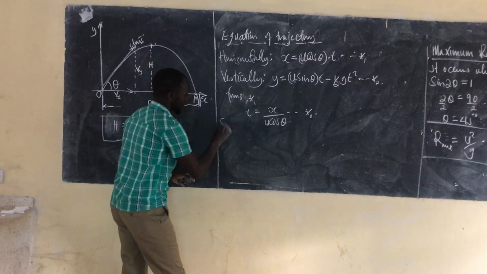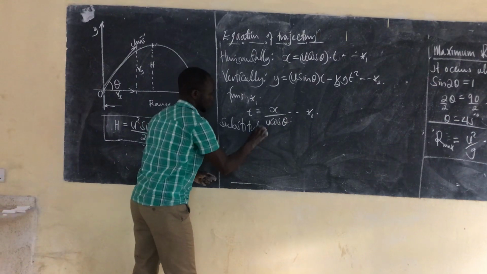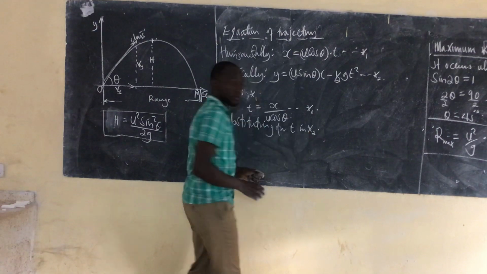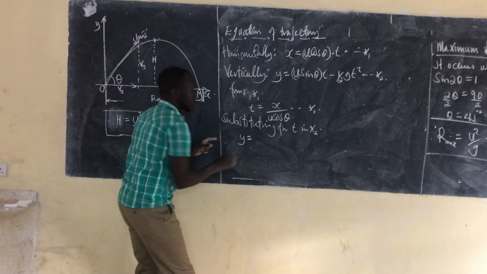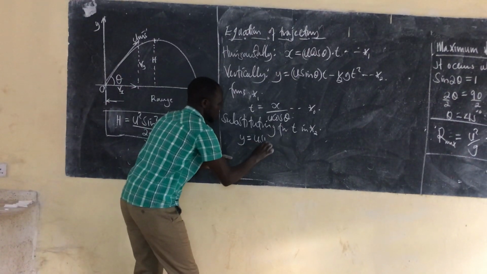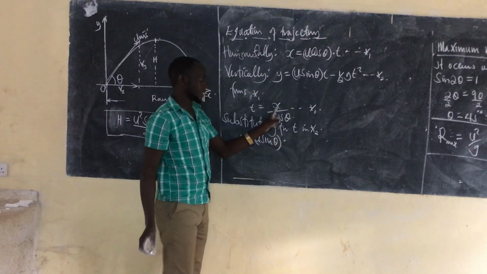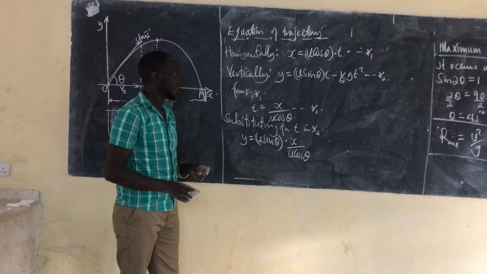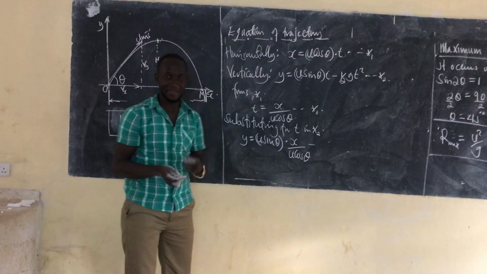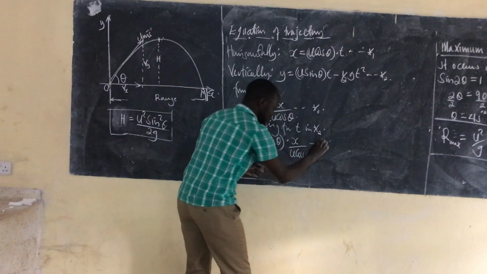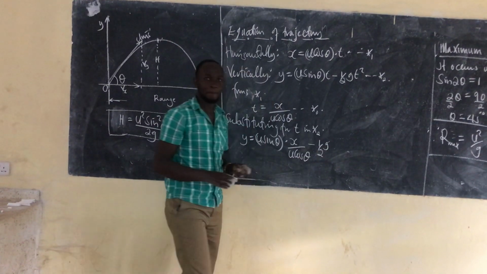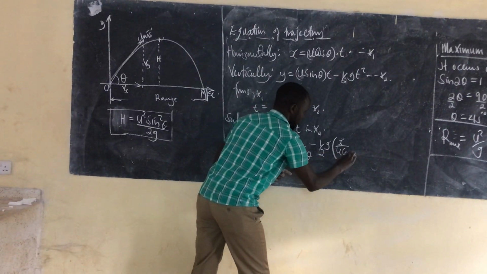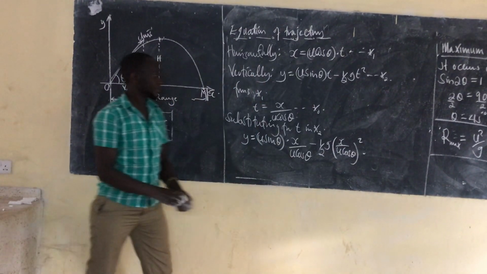So, substituting for t in equation 2, we shall have y giving us u sine theta times t, which is x divided by u cos theta, minus a half g into x out of u cos of theta, but squared. That's where we are.